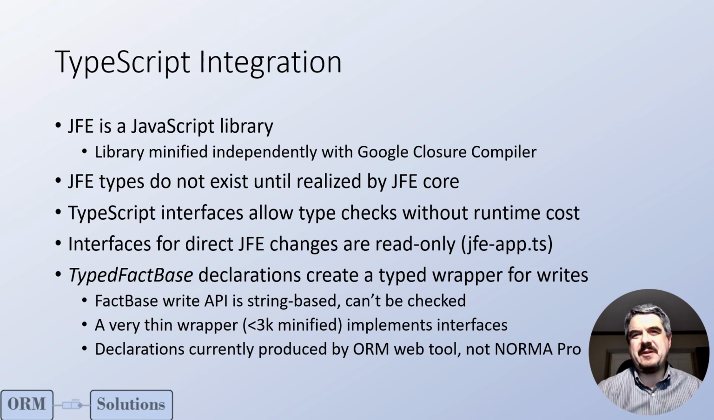It's very small, very lightweight, pass through, done with ES6, ECMAScript 6, proxy objects. So it also reads the model like the rest of the JFE system and is able to translate the expected API calls into the back end. So that particular API is currently only produced by the Yorm web tool. It's not something I have in Norma Pro yet, and we'll discuss why that's moving more toward the web tool later.